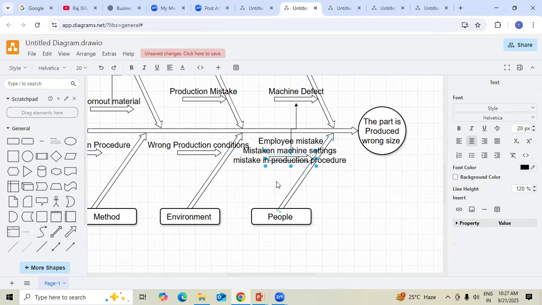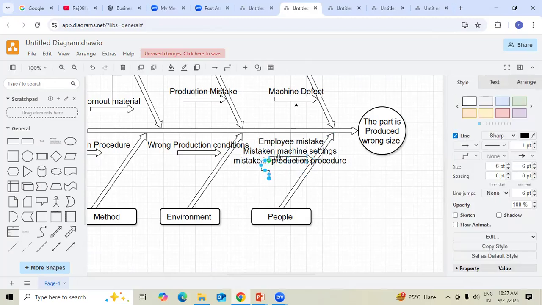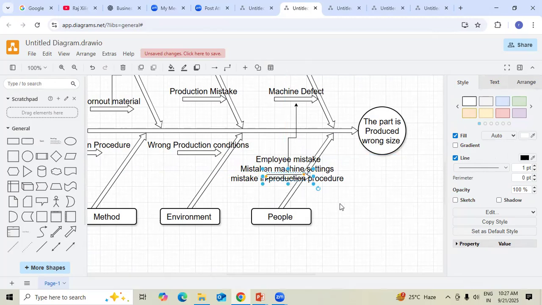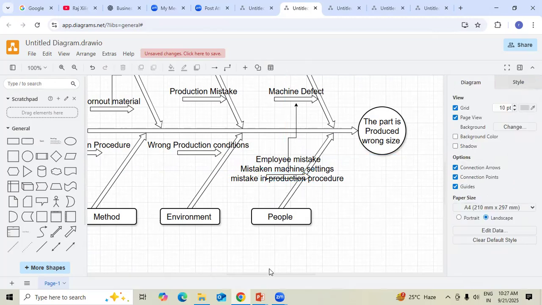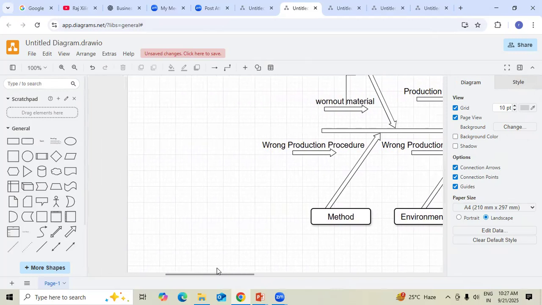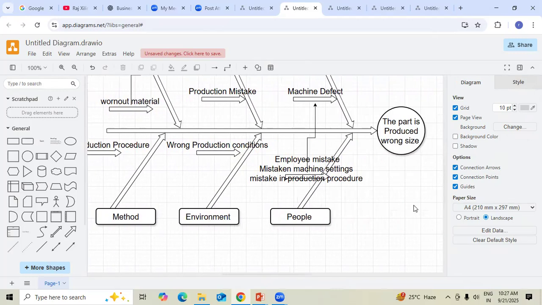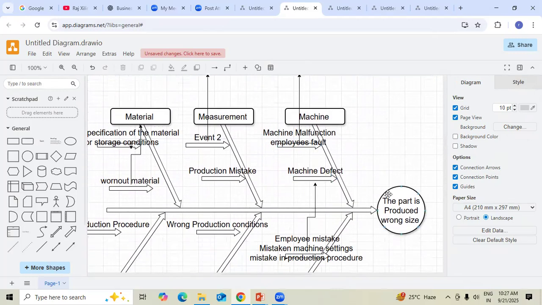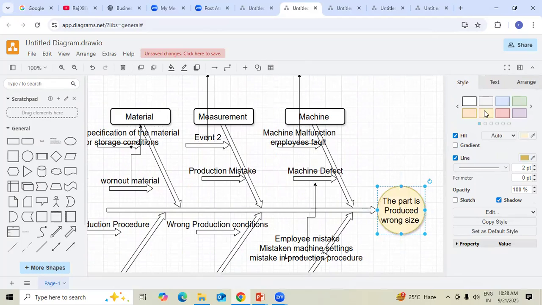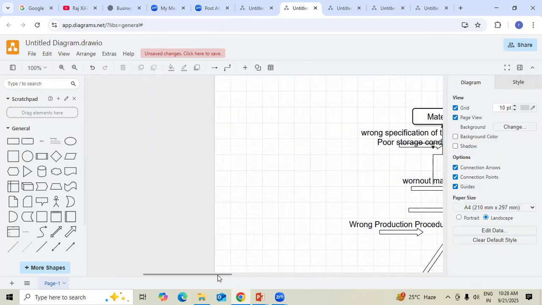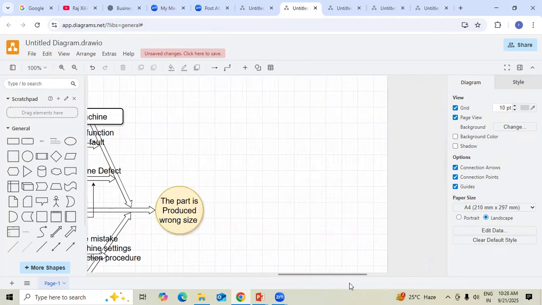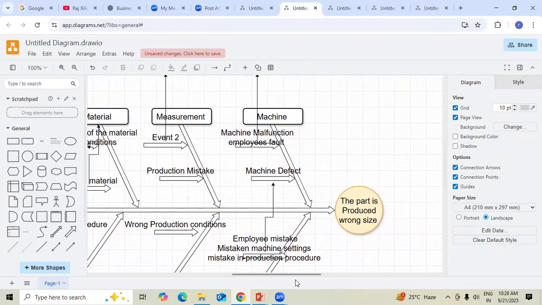Okay, so this is how generally we need to update when we are working on the fishbone diagram, right? It's the causes as well as the impacts and all. If you want to make use of it, color combinations can be given for this. This is for a better understanding, especially for the part of producing the wrong size.